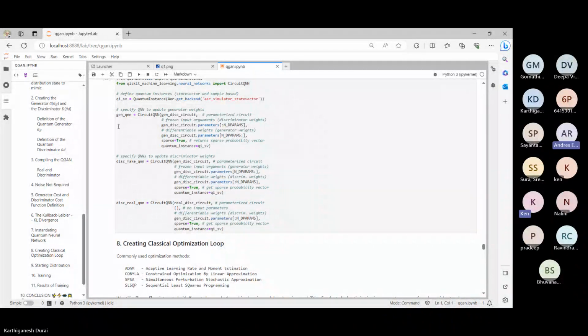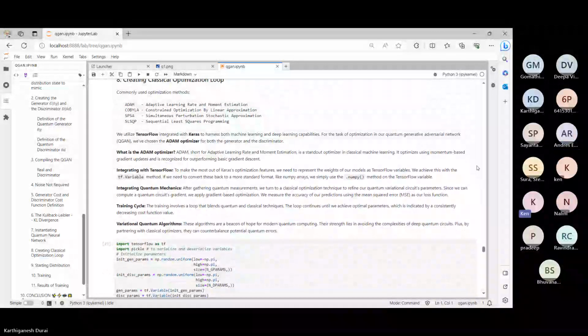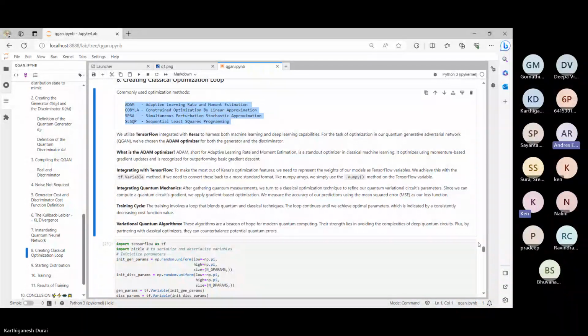And for 8, you could go ahead and highlight that just to make sure that we're all on the same page here. Okay. And so for 8, this is where our classical optimization loop is going to be implemented. And we're going to use the Adam, the first one there, to do that optimization for us.